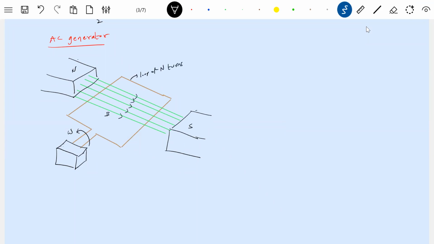I'm showing only one single turn. So what is the flux linking it? Flux linking it will be equal to the number of turns into area into B into cos theta, as I'm going to rotate it about this axis. So omega equals theta by t, theta equals omega t. So this will become NAB cos omega t. Differentiating this, equal to minus NAB. What is N? N is the number of turns.